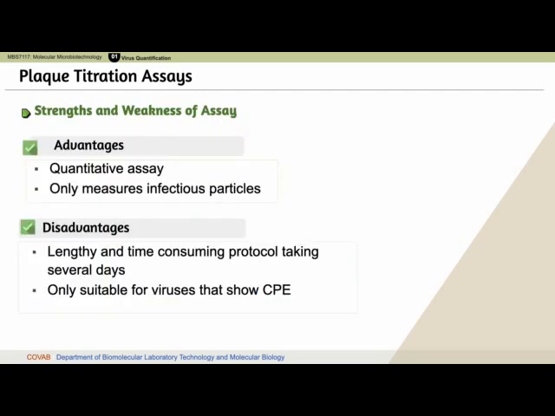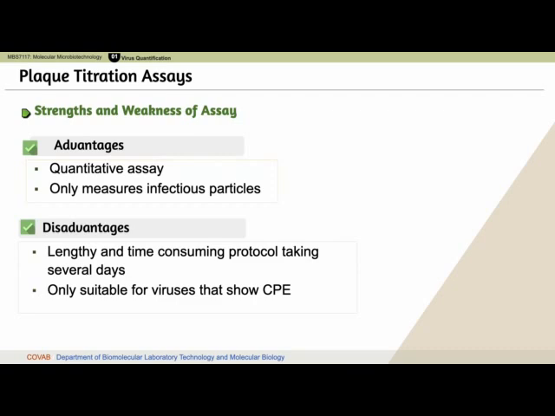Now, what are the strengths and weaknesses of the plaque assays? Let's look at the advantages. It's a quantitative assay, which is good, and it only measures infectious particles. Disadvantages: it's lengthy and time consuming. It's going to take you about 1 whole week before you can get results.